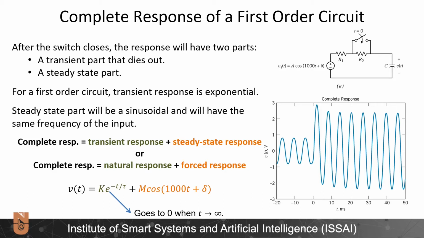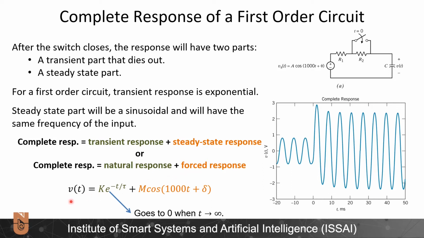So therefore, we write that the complete response of the circuit is equal to transient response plus steady-state response, or we can write this as the complete response of the system is equal to natural response, basically the response of the circuit because of the initial conditions, plus the forced response, the response of the system because of the forced input to the system, which is the voltage source.